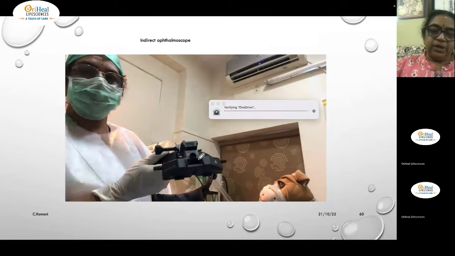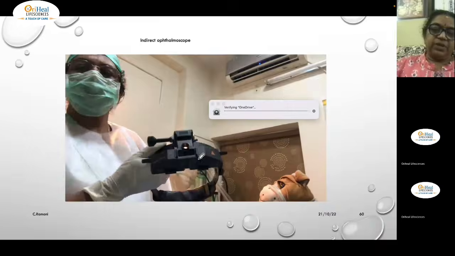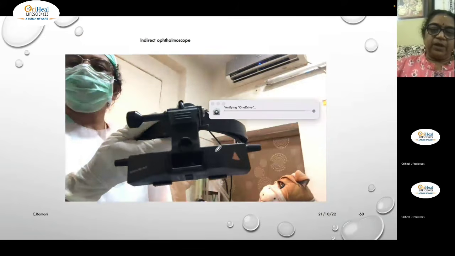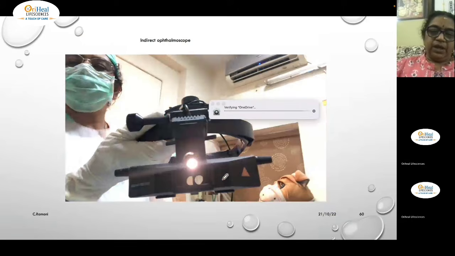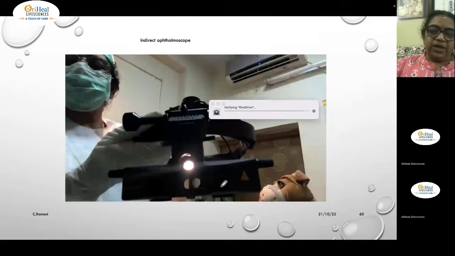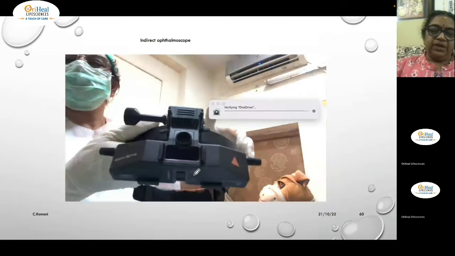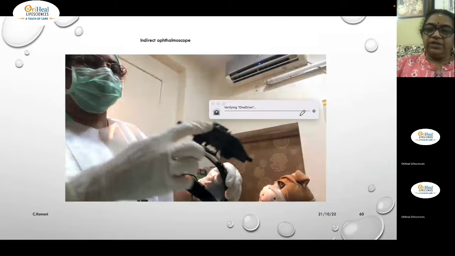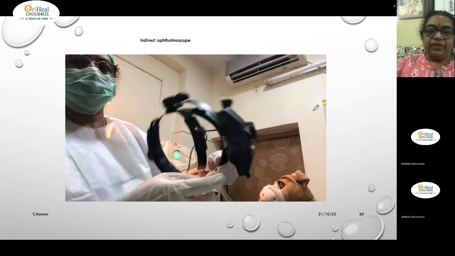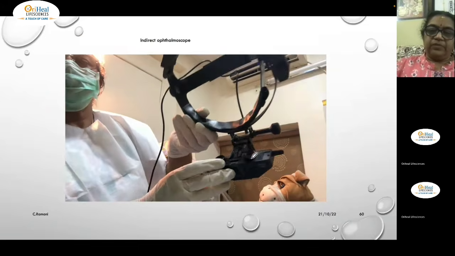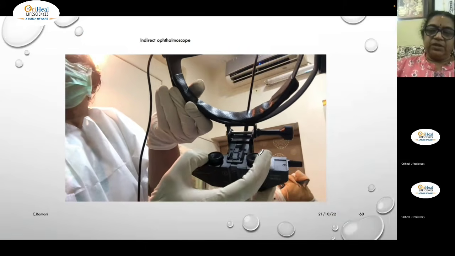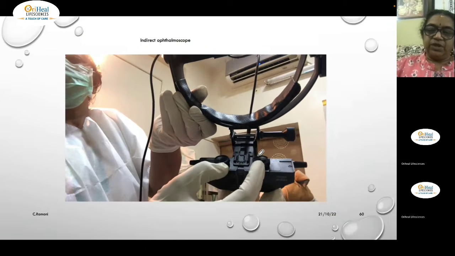You can switch on the rheostat, the main switch. Then you will see the light coming up. And you can adjust the IPD here manually. You can see, these are the two oculars that you can adjust according to your eyes.